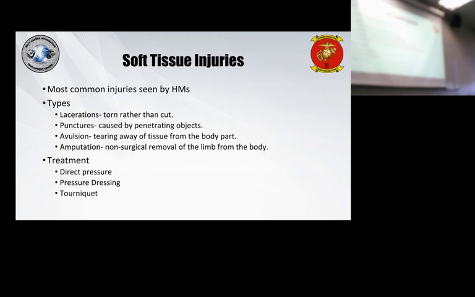So types of injuries. Your lacerations, your cuts; punctures, basically stab wounds; avulsions, basically degloving; amputation, your limb's been cut off. And then treatments, usually pressure dressings or a tourniquet. Next.